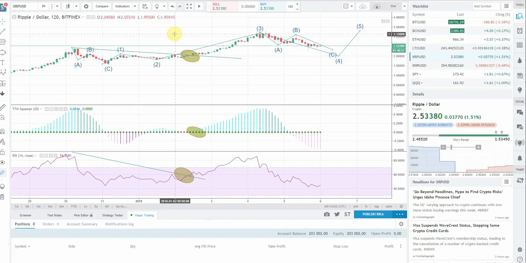And so when we look back here, we're going to see an ABC correction here, and then a 1, 2, 3, and then possibly 3, 4, fifth wave up, right?